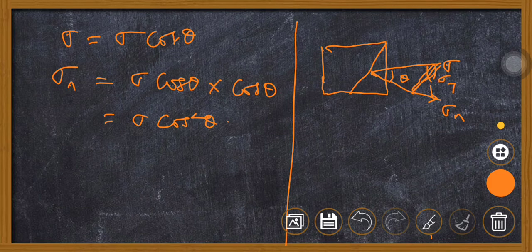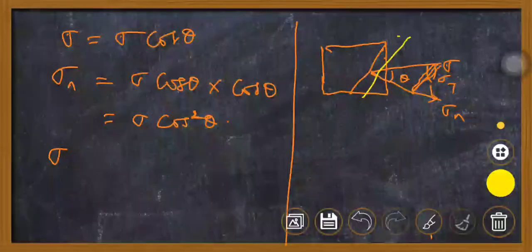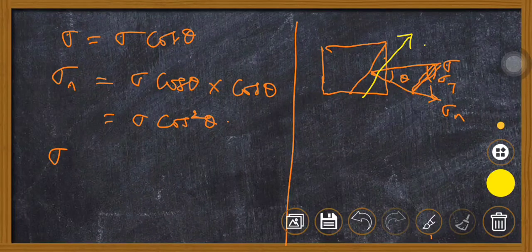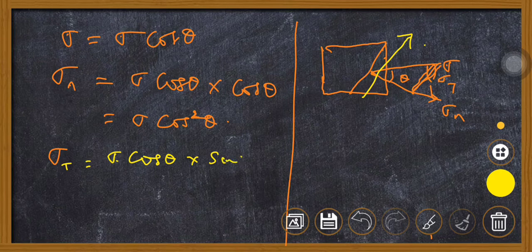Now, the normal stress will be equal to normal stress times cos square theta. The tangential stress, or we call it the shear stress, is acting along the surface of the material. That's what we call the tangential stress. So my tangential stress on the material will be equal to normal stress cos theta times sine theta, which gives normal stress cos theta sine theta.